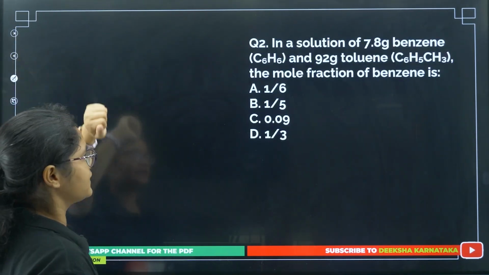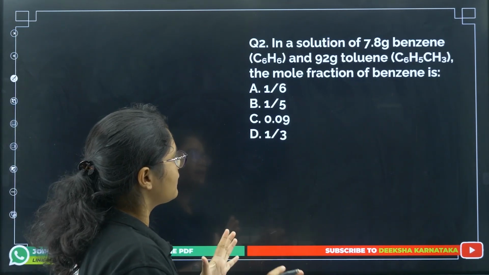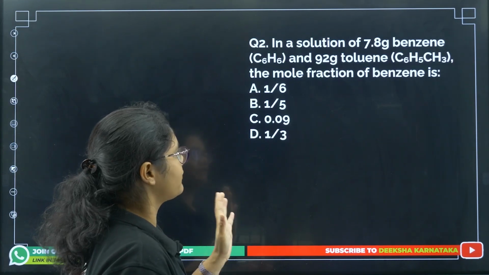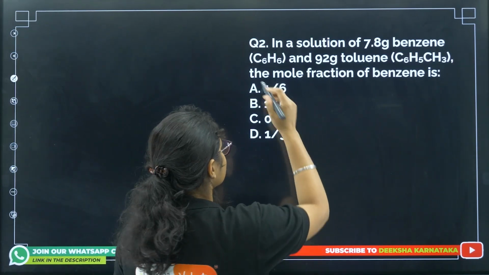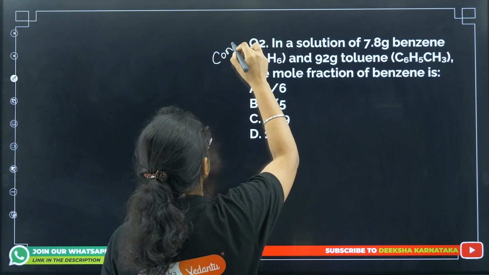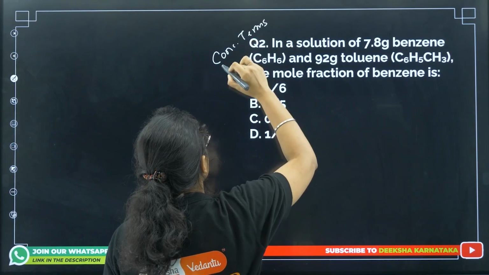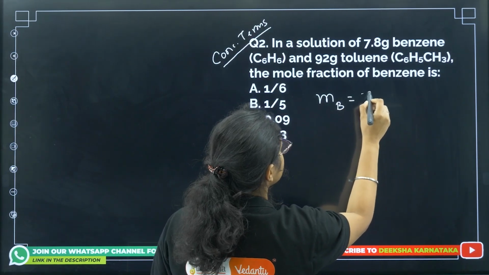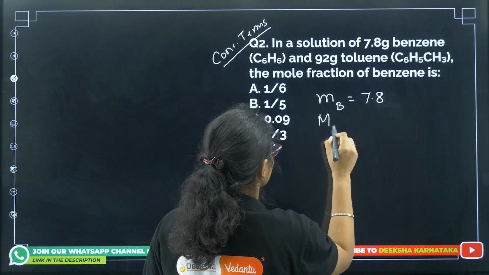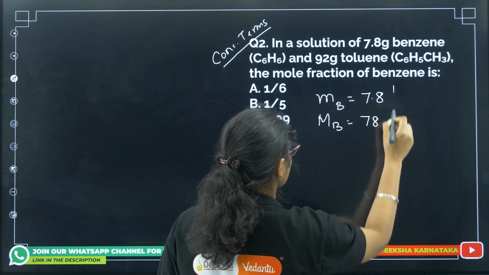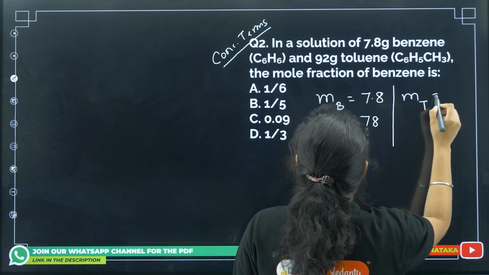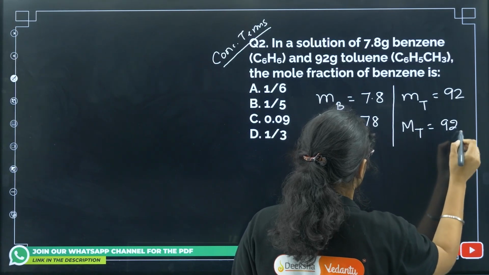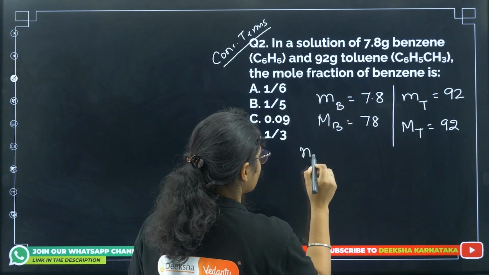Now coming to the next question. In a solution of 7.8 gram of benzene and 92 gram of toluene, the mole fraction of the benzene is. So this question is again from your concentration terms, mole fraction. We have been given the mass of benzene, so mass of benzene is 7.8 gram. Molar mass of benzene is 78 gram. Now mass of toluene is 92 gram, and if you calculate, the molar mass of toluene will also be coming as 92 gram. Now let us calculate the number of moles here.